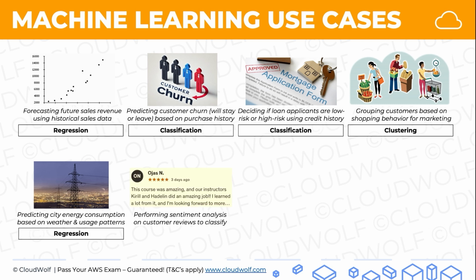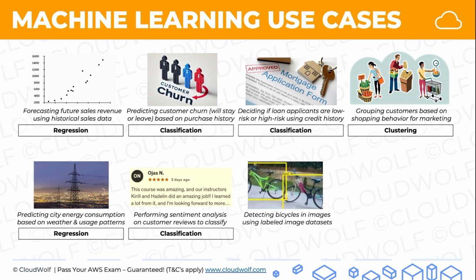Next one is performing sentiment analysis on customer reviews to classify them. The machine learning algorithm is going to look at different reviews and say, it's a positive review, it's a negative review, or it's a neutral review. So it is a categorical variable. There's only a certain number of options, and that makes this a classification problem.